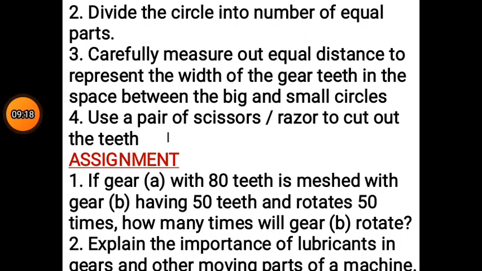Now the assignment here says if gear A with 80 teeth is meshed with gear B having 50 teeth and rotates 50 times, how many times will gear B rotate on its own? Number 2 says explain the importance of lubricants in gears and other moving parts of a machine.